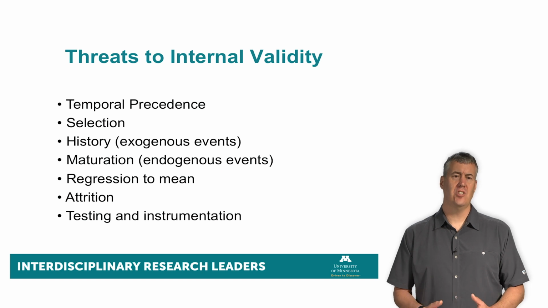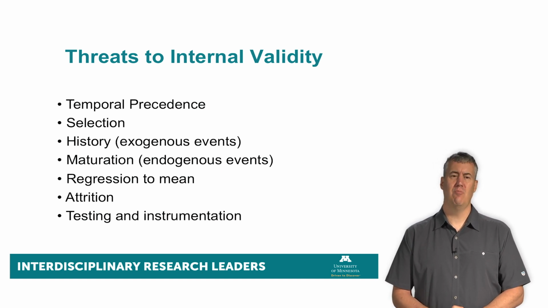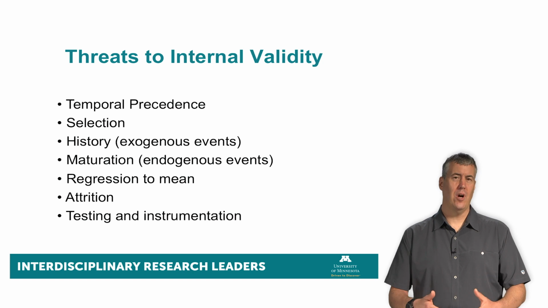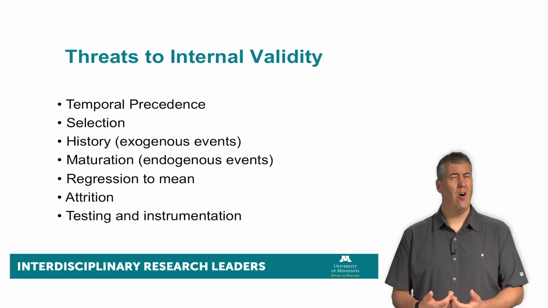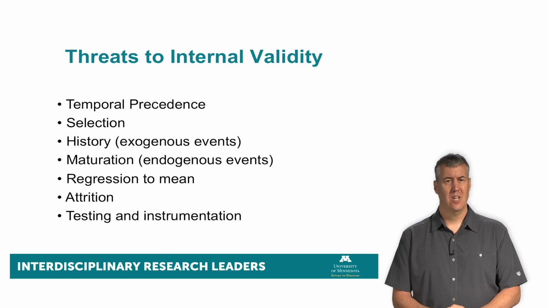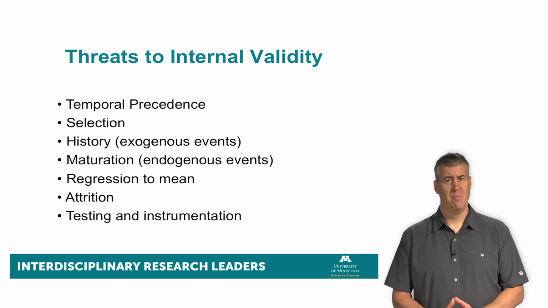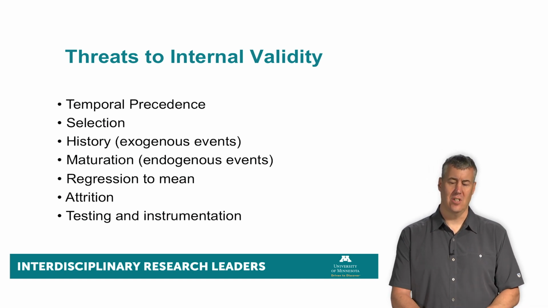History, exogenous events, maturation, this statistical thing called regression to the mean, people leaving our study called attrition, testing and instrumentation. We ask people questions so many times they begin to anticipate the answer, and all other kinds of related things. There are entire volumes written about threats to validity. Don't have to worry about them here, just have to be cognizant that they exist.